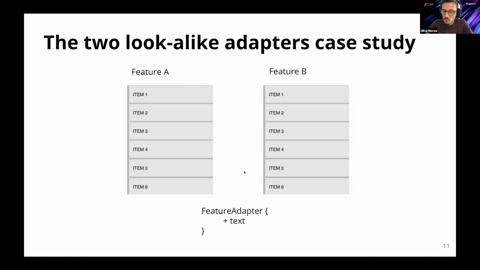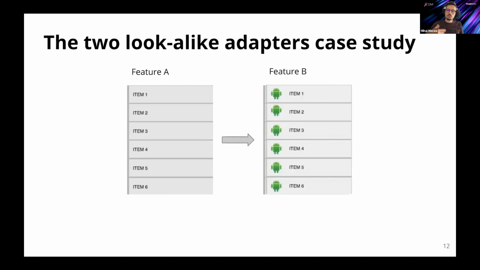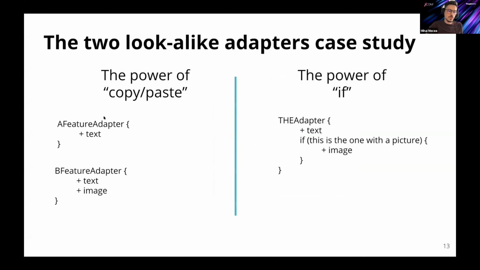Good. But then after some time, maybe your product owner requires you to also add a picture to feature B. At this point, you will need to make a decision. You could either just copy paste the previous class and add the image only to the latter one, or you could use an if and add the picture only to the second feature, reusing the adapter. Go on, maybe choose your own, and let's see where it goes.